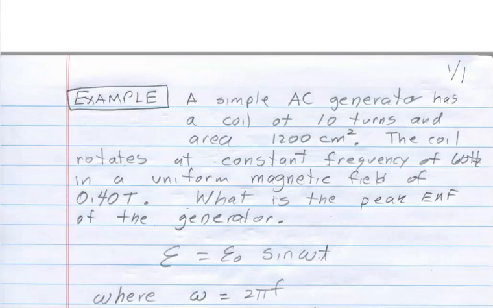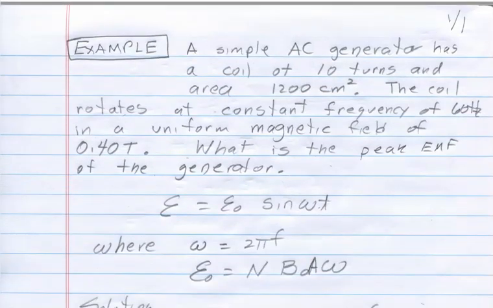Well, a generator is just this expression we've seen. The EMF is E naught, which is the maximum, the peak EMF, times sine omega t. Omega is 2 pi times the frequency. In this case, we're given the frequency as 60 hertz. And if you remember, this E naught was a lumped expression for the number of turns times the magnetic field times the area enclosed times that angular frequency.